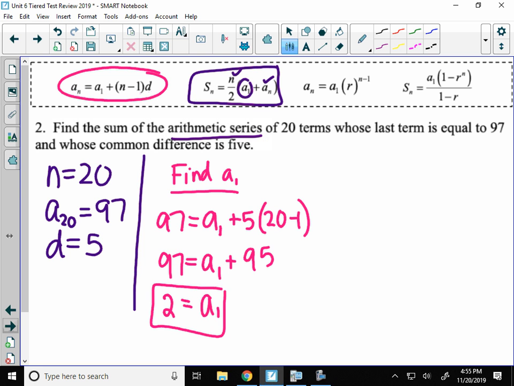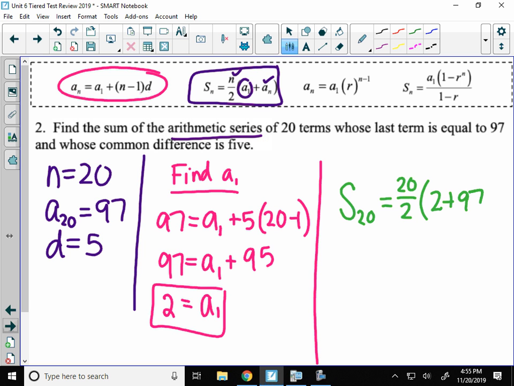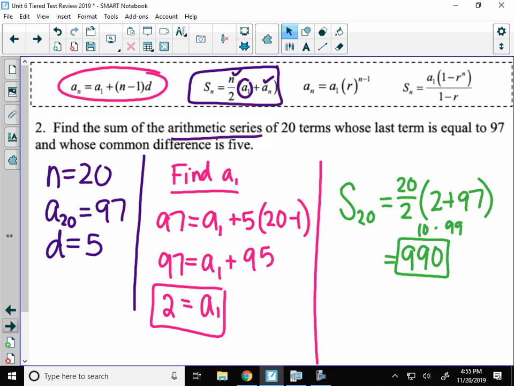Well, that's really helpful because now I don't need to do much to find the sum of those 20 terms. Put everything into my formula: n over 2, first term plus the 20th term. Take my word for it, when I type that into the calculator, I get 990, because this is 99 times 10, which is 990. And there's your sum. A little bit harder because you had to find the first term before you moved on.